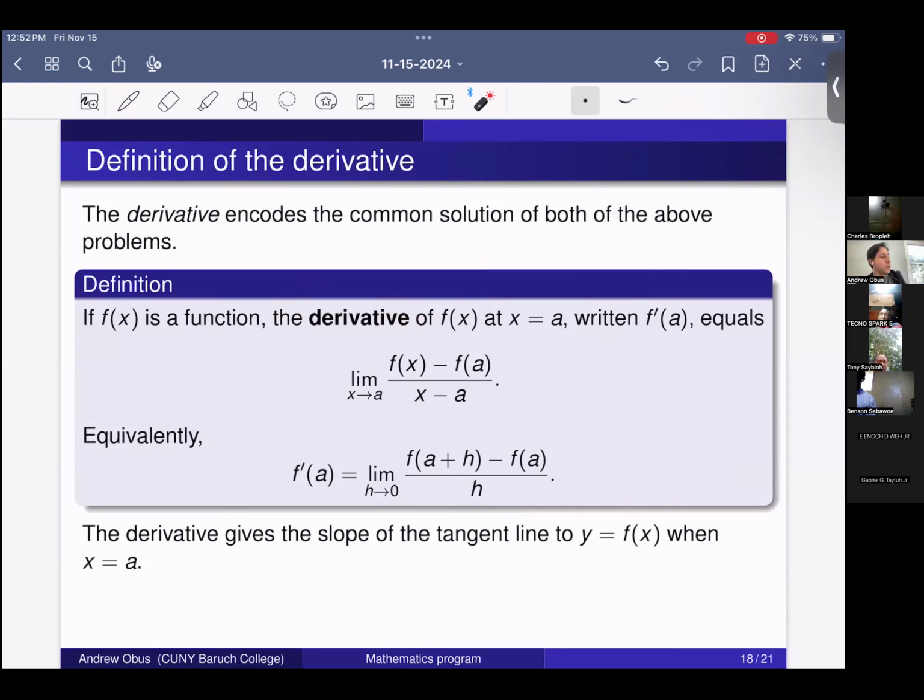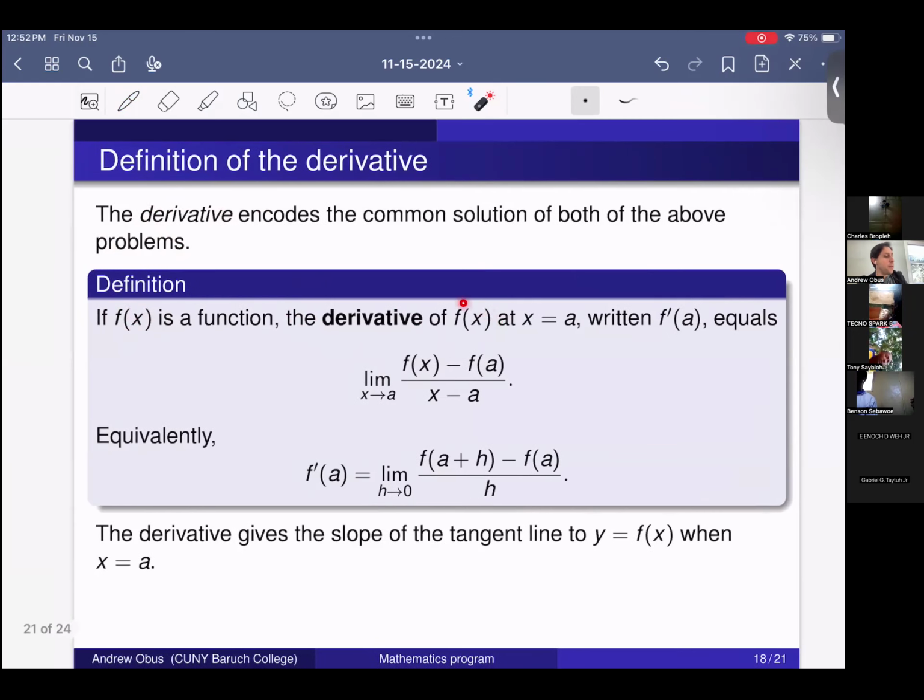Okay. So the derivative encodes the common solution of both of the above problems. So this is a definition. If we have some function f of x, then the derivative of f of x at x equals a, and this is an incredibly important notation, so you'll see this a lot, is written f prime of a, f with a little dash here. f prime of a equals this limit as x approaches a of f of x minus f of a over x minus a.